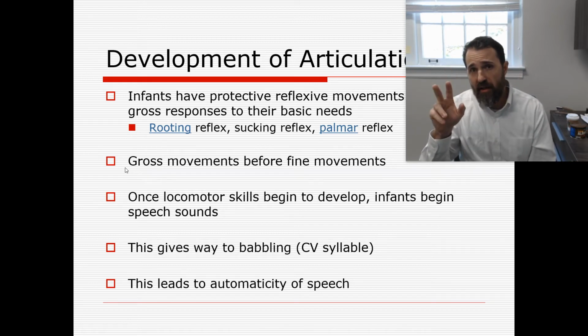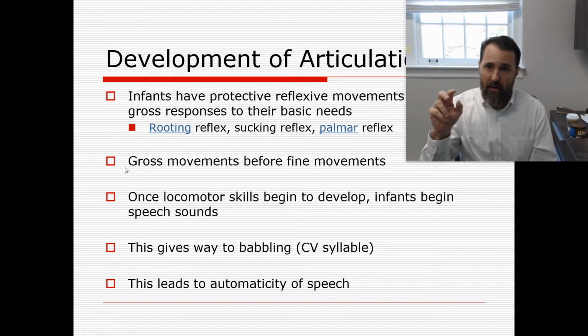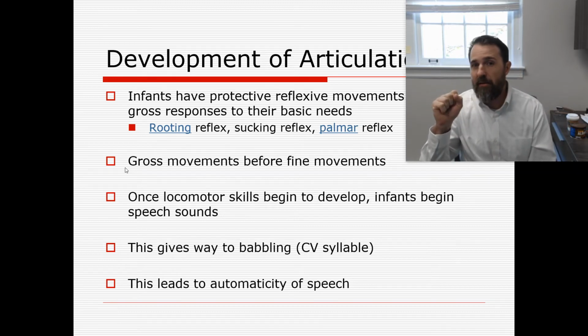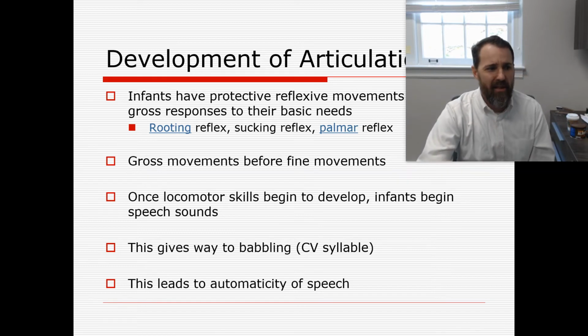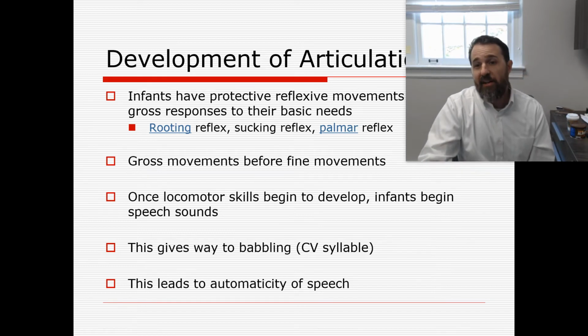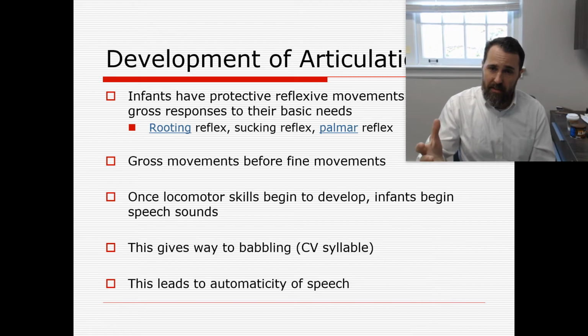And then there is the sucking reflex that causes them to latch onto that bottle and start sucking and pulling milk out of it. So these are movements that occur automatically beneath their level of awareness. Another example is the palmar reflex.